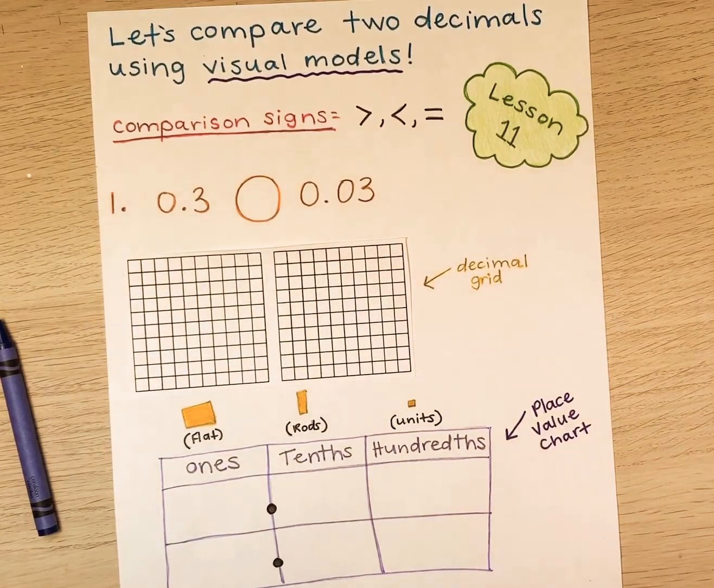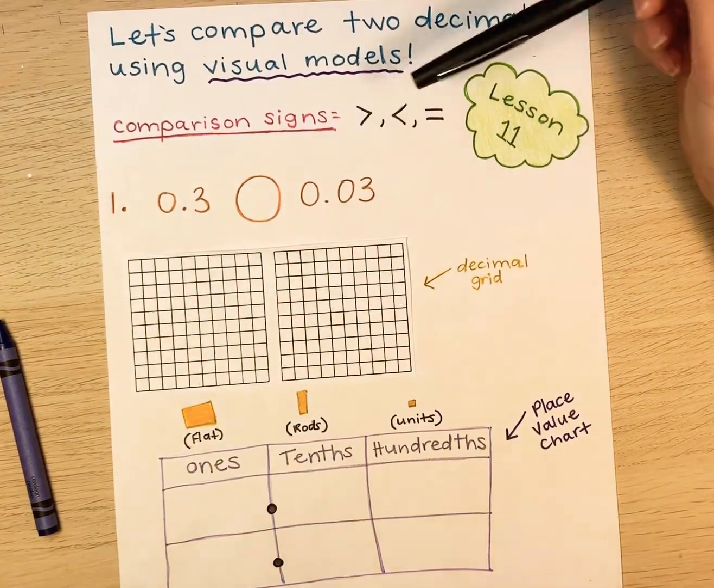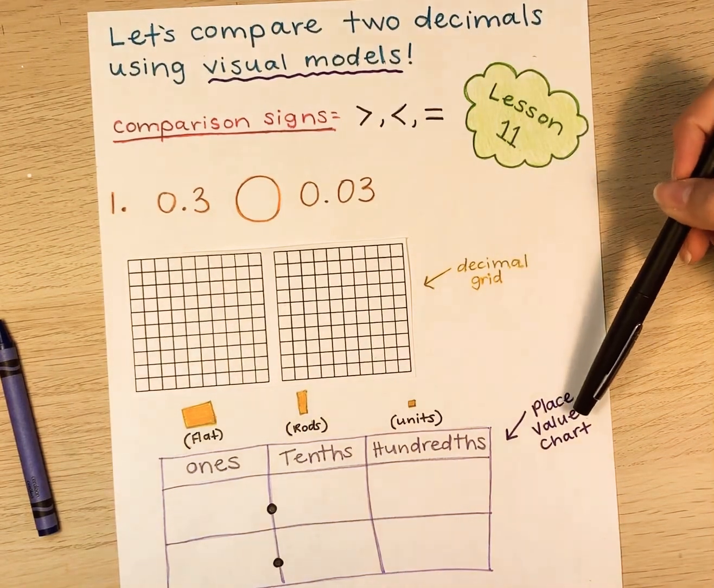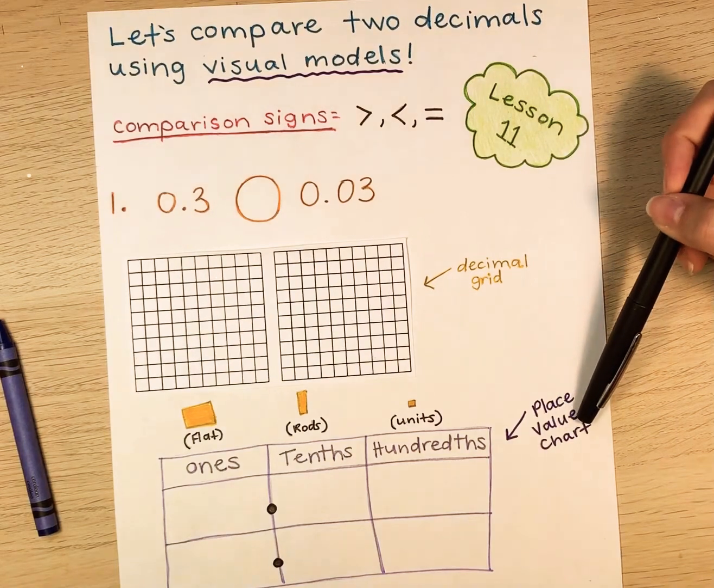Today we are going to compare two decimals using visual models. We need to remember our comparison signs are greater than, less than, and equal to. And we are going to be using a decimal grid and the place value chart to help us find our answer. So we're going to start out using this place value chart.